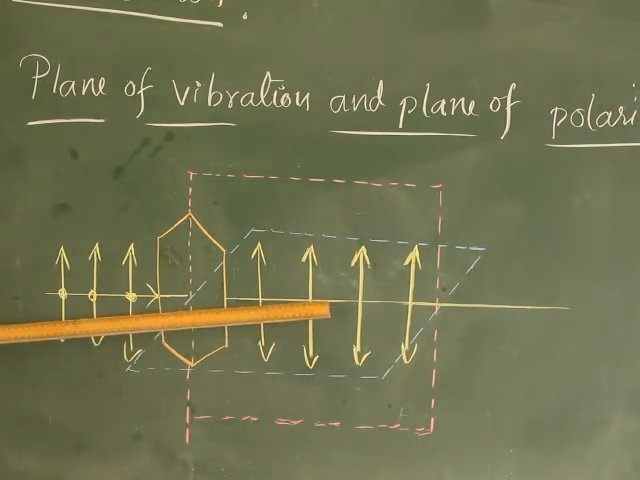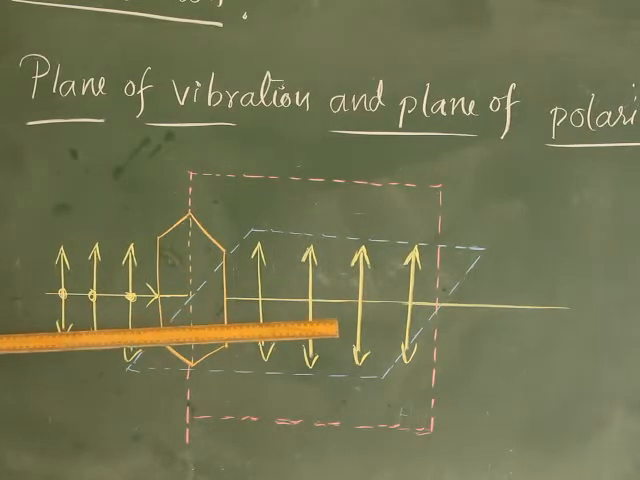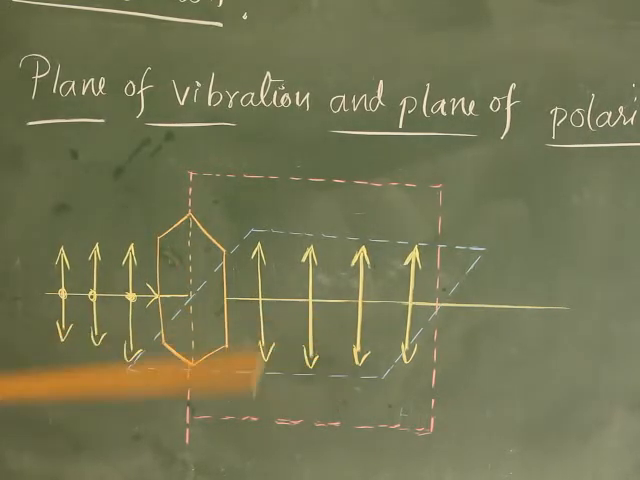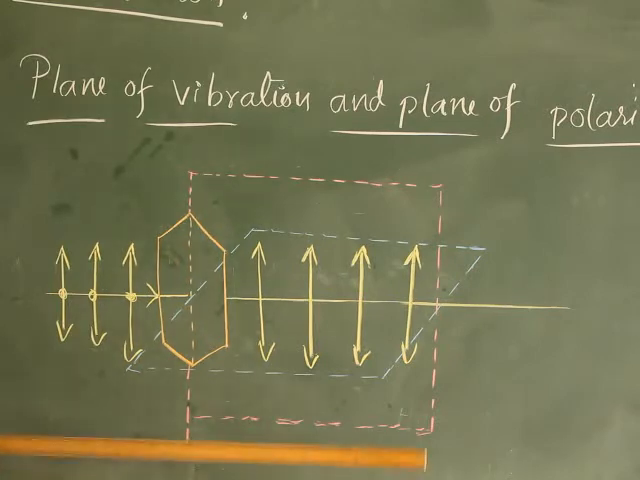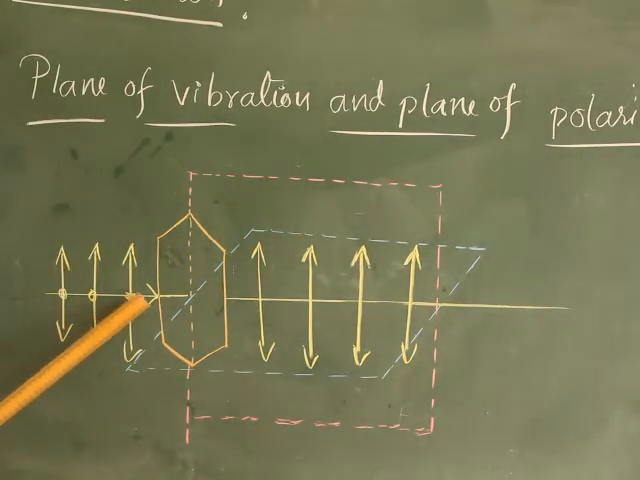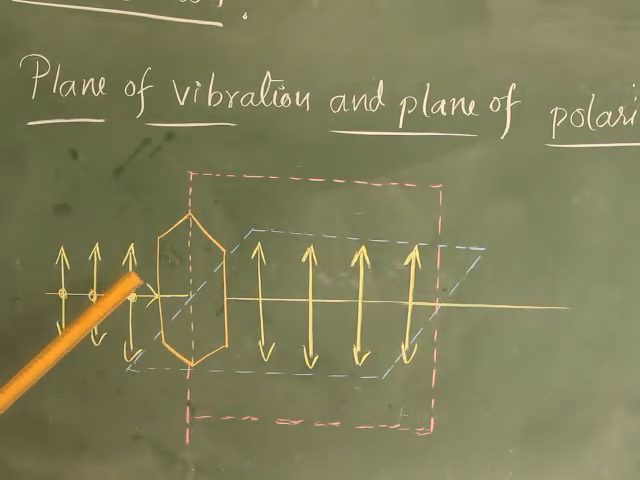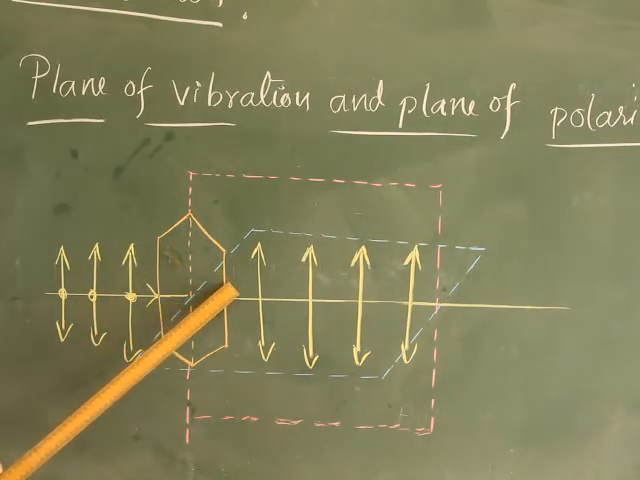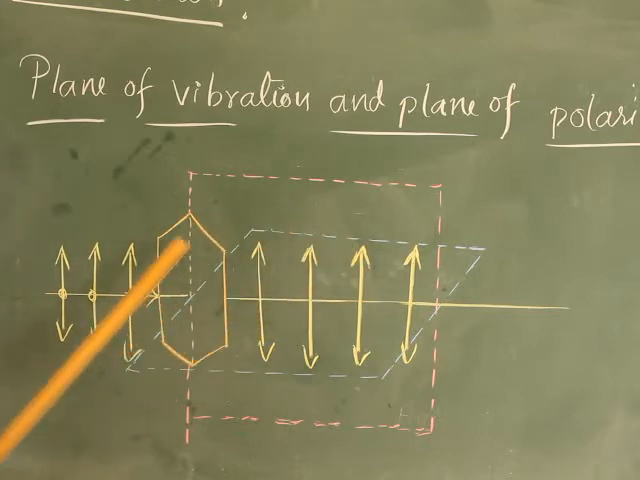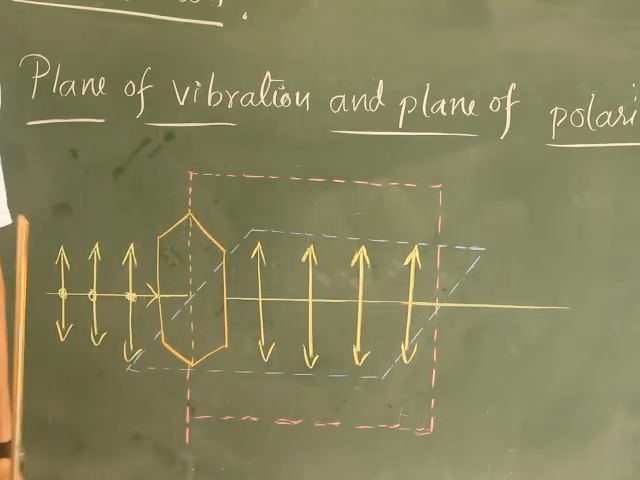Next, the plane of polarization is the plane in which no vibration occurs. That means here, look at here. The horizontal vibrations, the vibrations coming towards you and entering the board, are cut off. So that is nothing but the polarized plane. You can see the plane which doesn't contain any vibration is called plane of polarization. That means it is cut off.